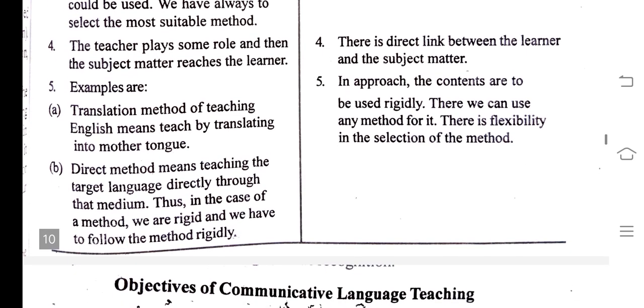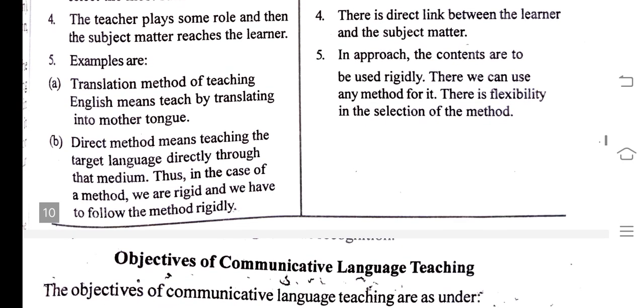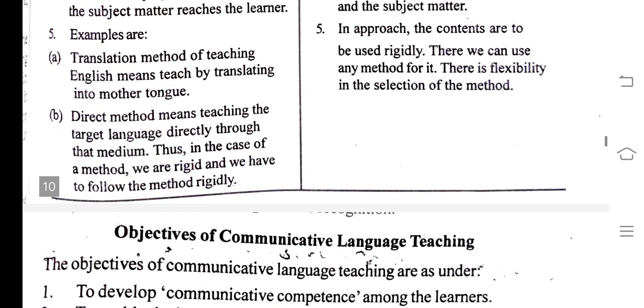Direct method means teaching the target language directly through that medium. Thus, in the case of a method, we are rigid and we have to follow the method rigidly.